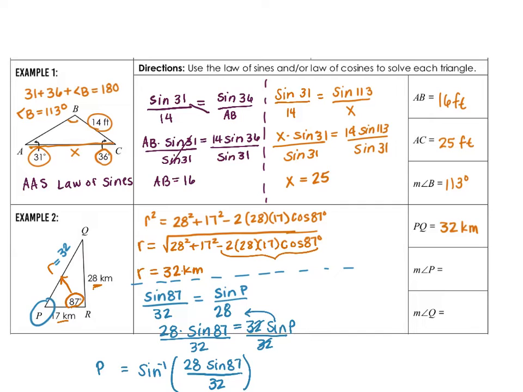And if you type all that in correctly, it looks like you should get about 60.9 degrees. So here we have found angle P with 60.9 degrees. And then we can add up and subtract from 180 to get our other angle. And if we do that, then that's probably going to leave us 32.1 degrees for angle Q.